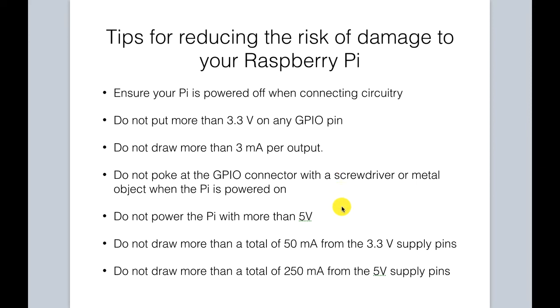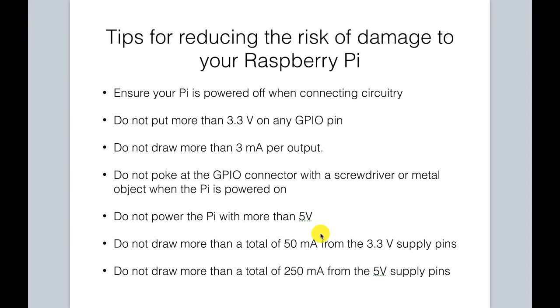A very important point is to not poke at the GPIO connector with a screwdriver or metal object when the Pi is powered on. Believe me, I have done this myself by mistake, and yes, it actually ruined the Bluetooth and Wi-Fi capabilities on my Raspberry Pi 3. So again, you have to be very careful and not short any of the GPIO pin connections when the Pi is powered on.